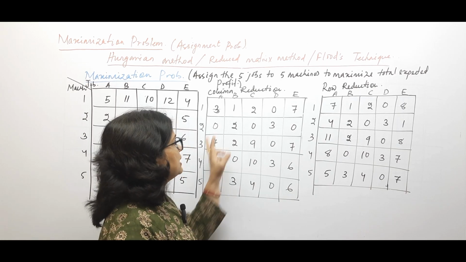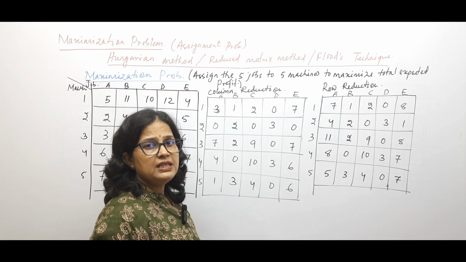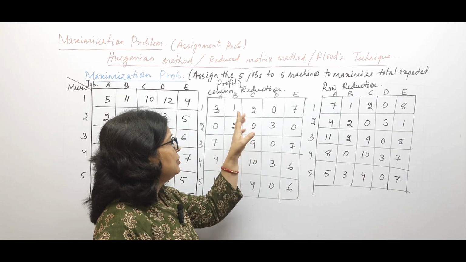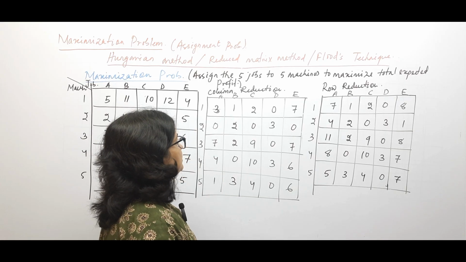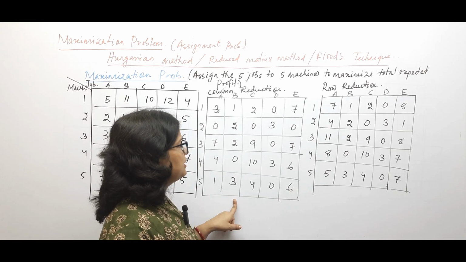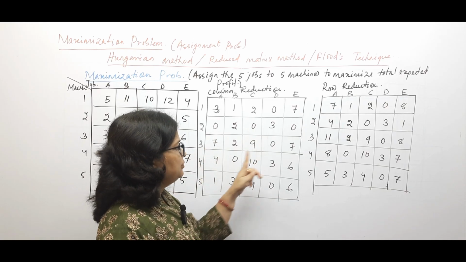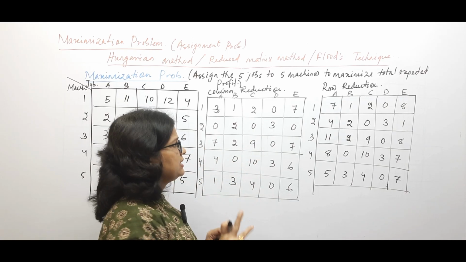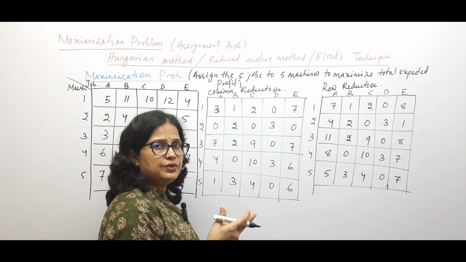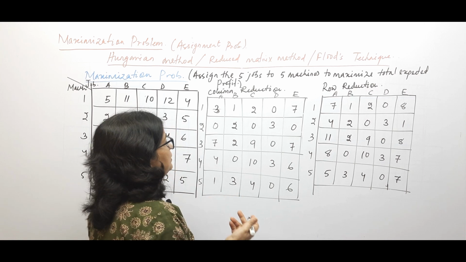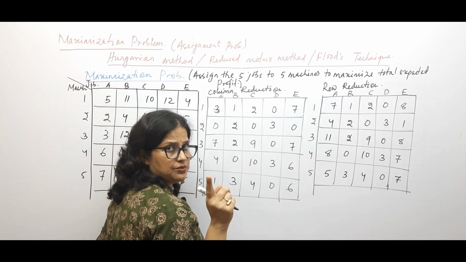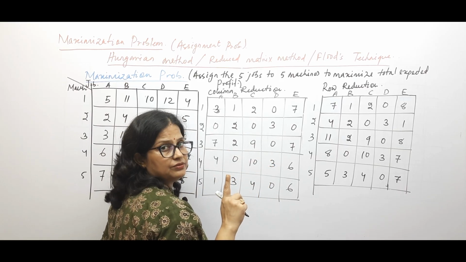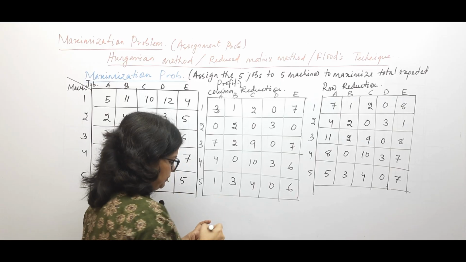Now we need to assign one 0 for each row and each column. So how are we going to do it? First we need to check each row, then each column, for a single 0. Then we can go for multiple 0s. We can see first where we are having only one 0. For that we need to assign first. So what I need to do?